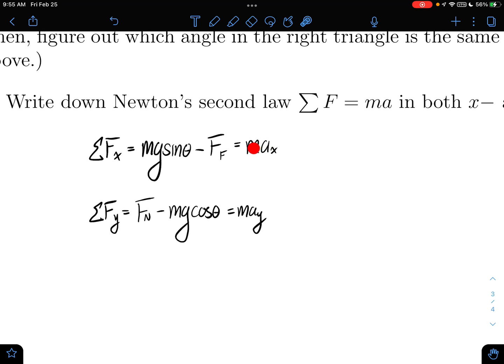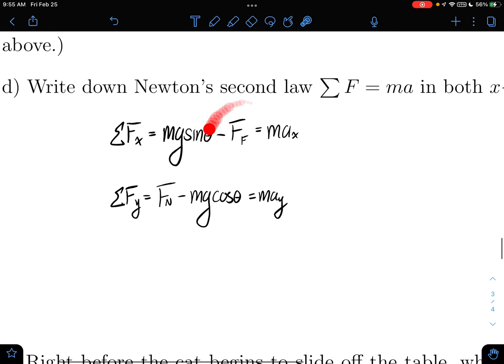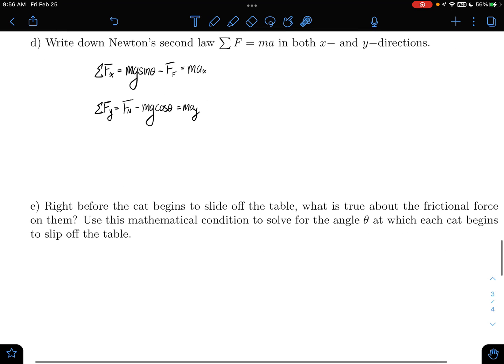And we know our masses. Those were given in the problem. We don't know our friction just yet. We don't know our thetas just yet. So we have a lot of things to be figuring out, right?